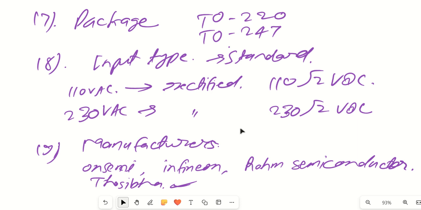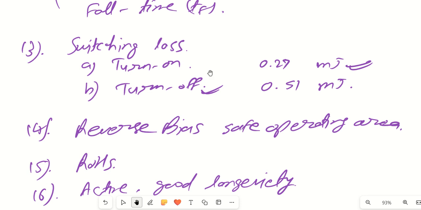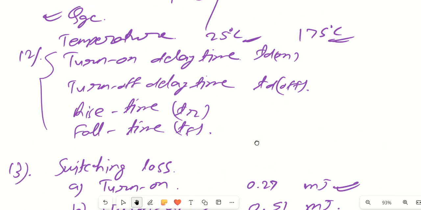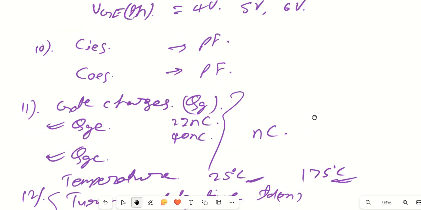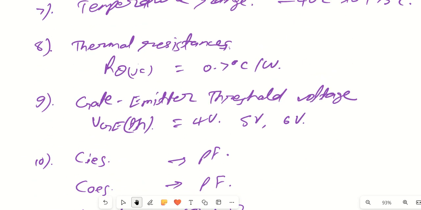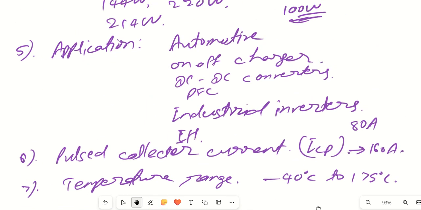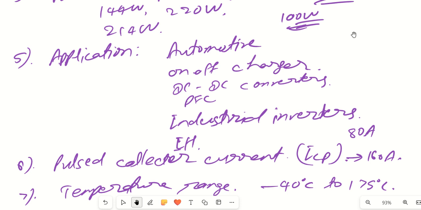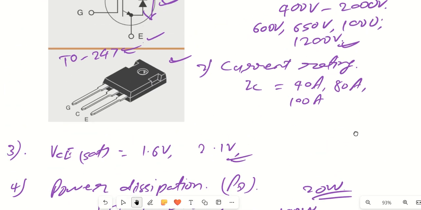Alright guys, so I hope you now have a good understanding of the different parameters that you need to take into account before selecting an IGBT. You can take into account all these parameters one by one. I'm just taking them one by one again so that you can always recall them. Temperature and all is there, then we have applications, then this particular power dissipation and everything.